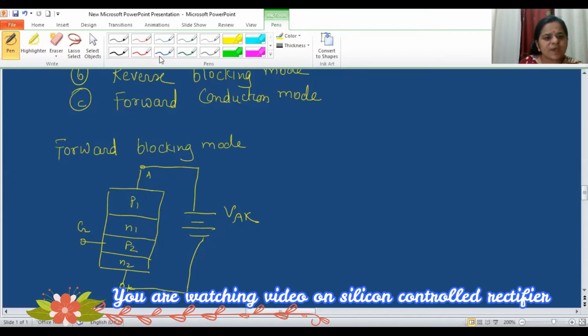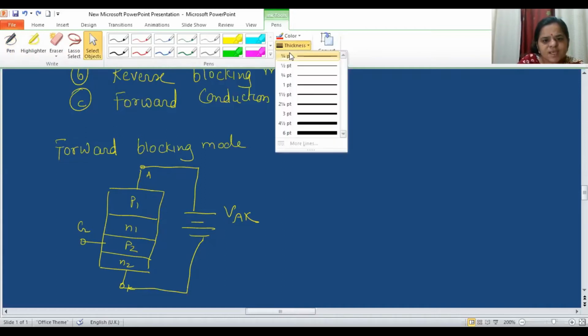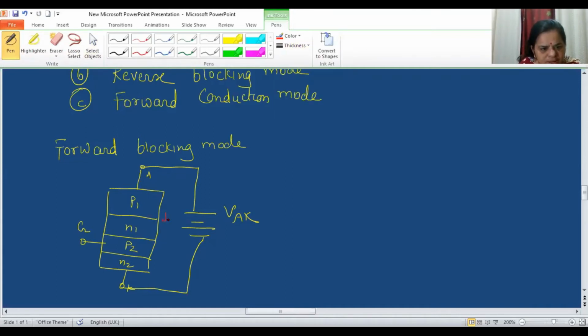When we connect the device like this, you can see the junctions J1, J2 and J3. J1 will be forward bias, as the P layer is connected to positive, so that junction has to be forward bias. When the N layer is connected to negative, that junction is also forward bias, but the J2 junction is reverse bias.